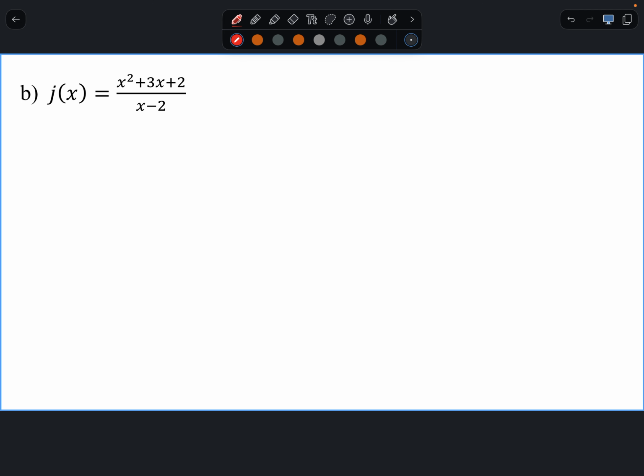There are no common factors, which means each of those domain restrictions corresponds to what? Good. So we have non-removable discontinuities, which are vertical asymptotes. Do those in red. So we have non-removable discontinuities at x equals negative 1 and x equals 1. They're both vertical asymptotes.